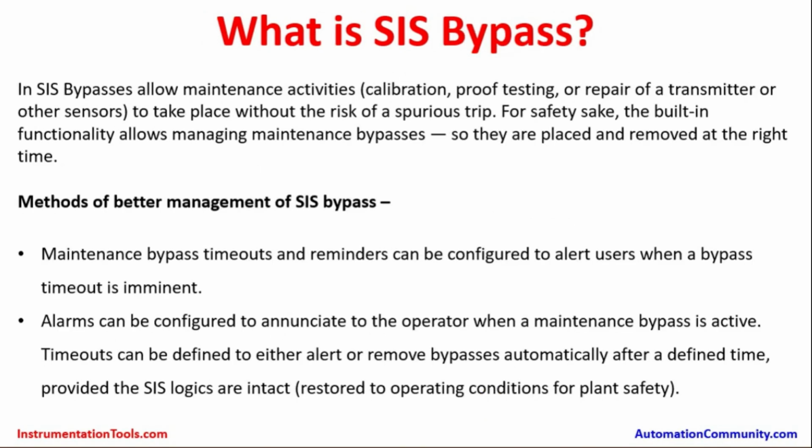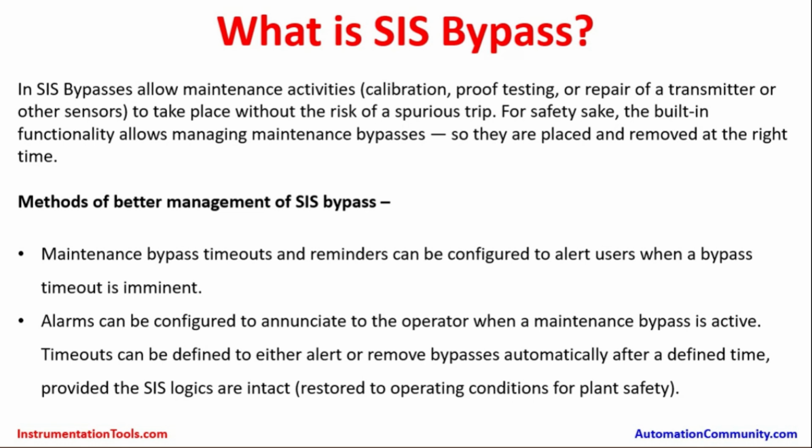Okay, what is SIS bypass? An SIS bypass allows maintenance activities, calibration, proof testing or repair of a transmitter or other sensors to take place without a risk of a spurious trip. For safety's sake, the built-in functionality allows managing maintenance bypasses so that they are placed and removed at the right time. Bypass is another criterion wherein the calibration, proof testing or repair of a transmitter needs to be done at a planned frequency.